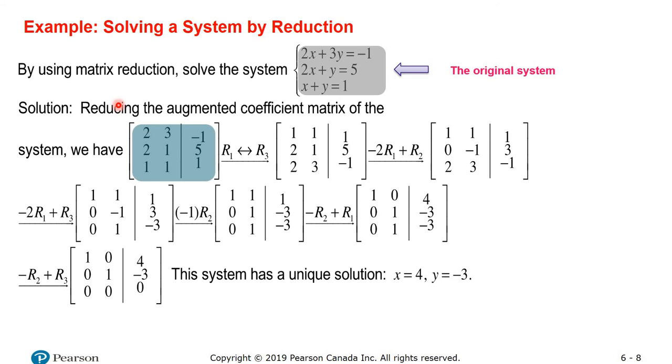Because the variables are now aligned, we see that the coefficients of x are 2, 2, and 1, so that's been written down. The coefficients of y are 3, 1, and 1, so that's been written down there. We have a vertical line for equality, and then we have the constants on the right-hand side, which are -1, 5, and 1. So we've taken the original system and rewritten it in augmented matrix form. So that's step 1 of our process.